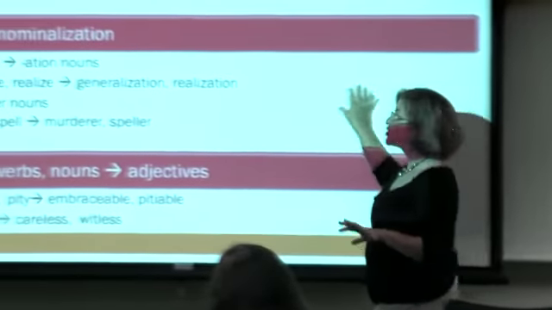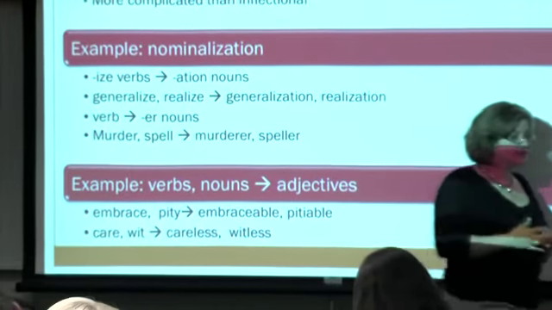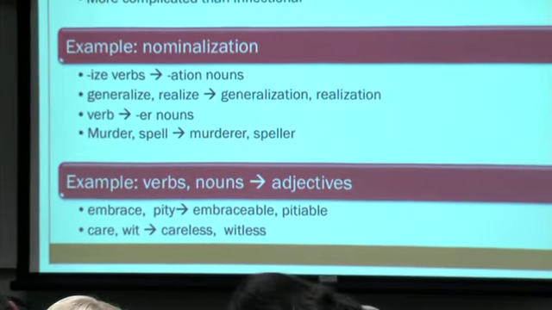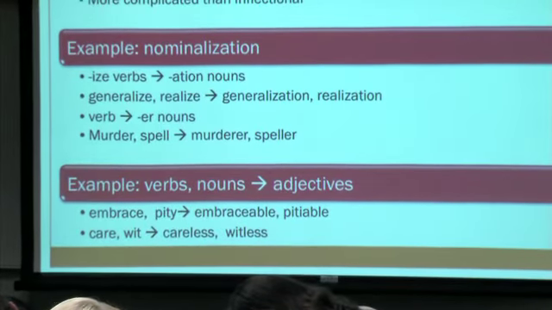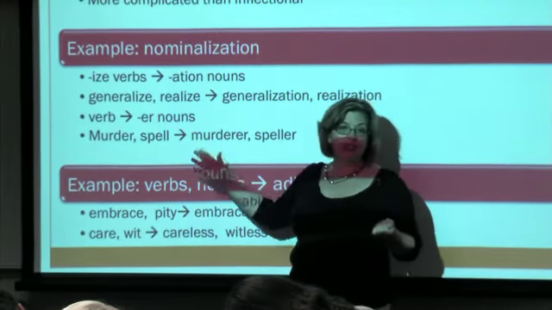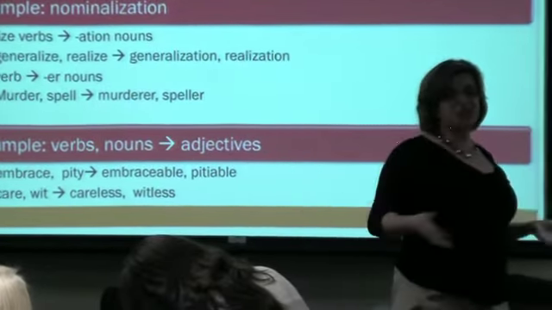So let's look at some examples of nominalizations. Nominalization is when you change a verb into a noun. And one of the most common ones is using the I's. It depends on the kind of verbs. So realize becomes realization. Generalize becomes generalization. Digitize becomes digitization.